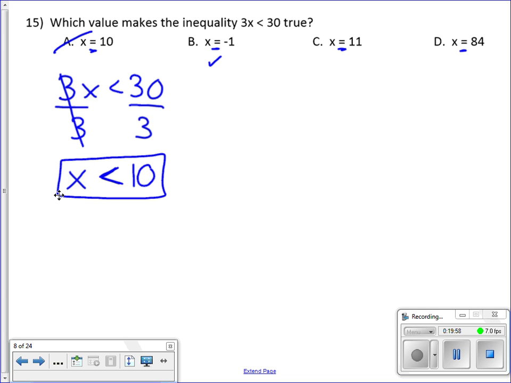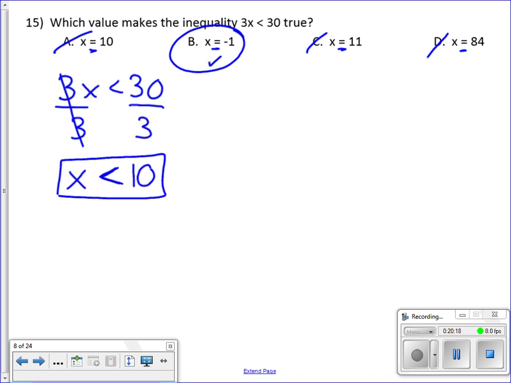Let's take a look at C. Can x be 11? Is 11 less than 10? It's not. This is clearly out. And let's take D. Is 84 less than 10? No, that would be a no. So that's out. That means that this is my right answer here.